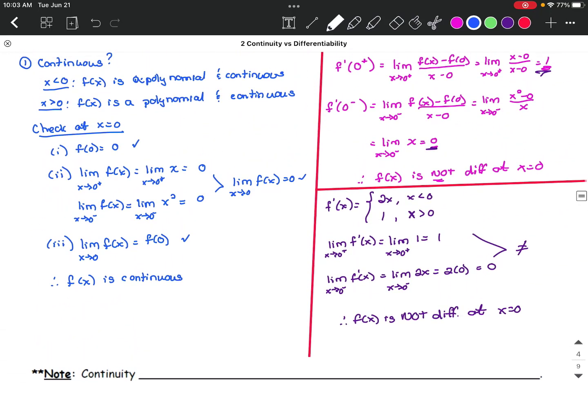But the one thing to realize here, guys, is that continuity does not imply differentiability. We know that if a function is differentiable, it's continuous. But just because a function is continuous does not mean that it's differentiable. And the absolute value of x is a perfect example of that.